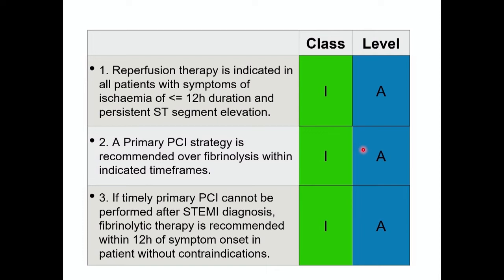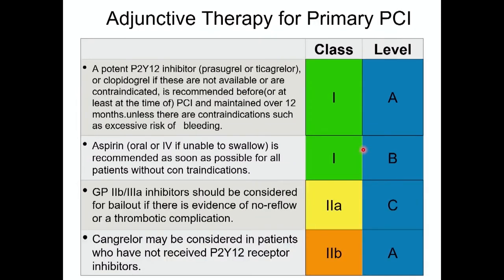But in the first 3 hours, of course, thrombolysis is also very effective. If timely PCI cannot be performed after ST elevation MI, fibrinolytic therapy is recommended within 12 hours. So it's going up to 12 hours. As you go on, you get more and more thrombus formation, then thrombolytics won't be effective. So all three are 1A evidence.